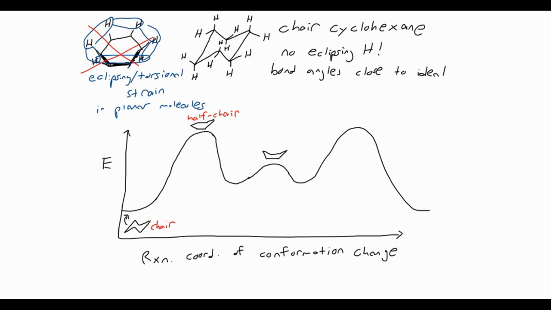It looks like a little boat because both carbon atoms on the sides are pointed up on the same side, instead of the chair, where they're pointed opposite from each other. And then this local maximum here is called the twist boat, which is a little bit trickier to draw. Maybe we can draw it like this.